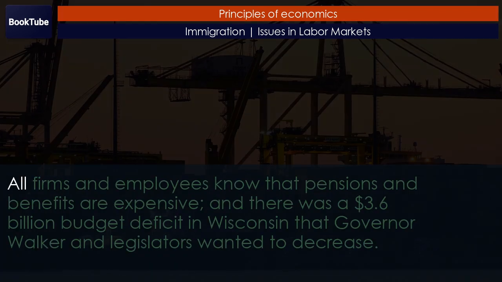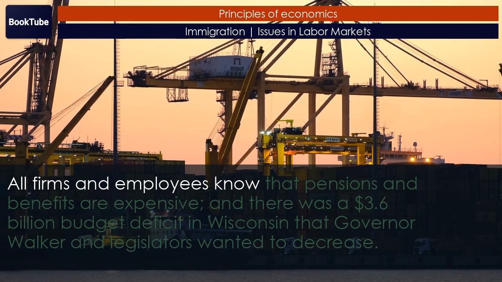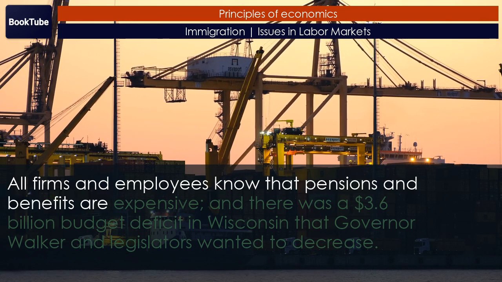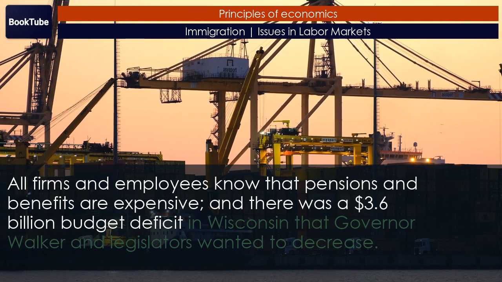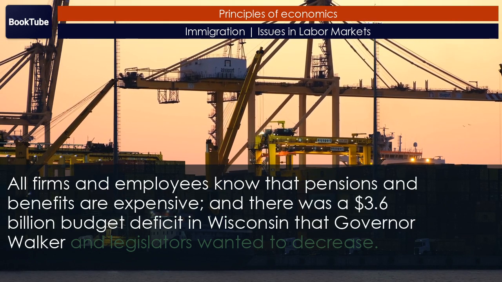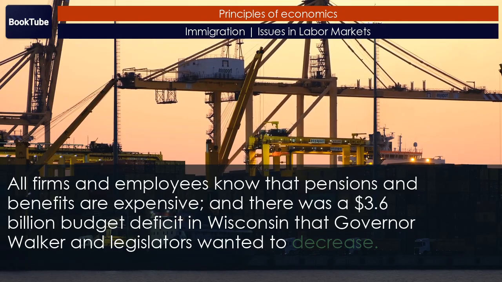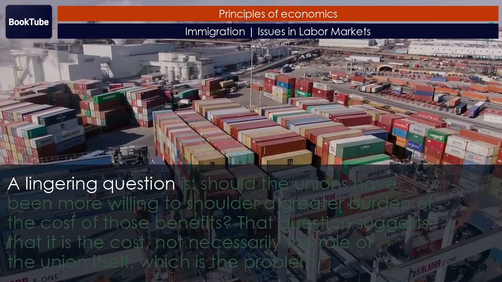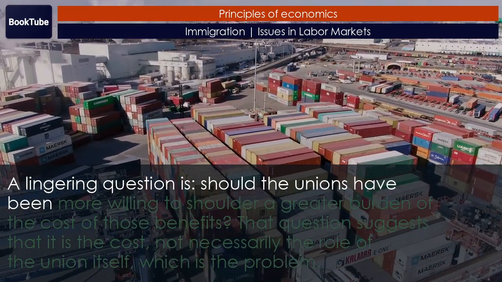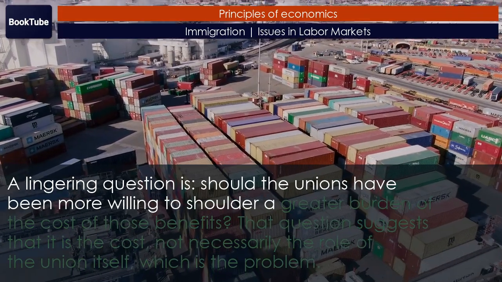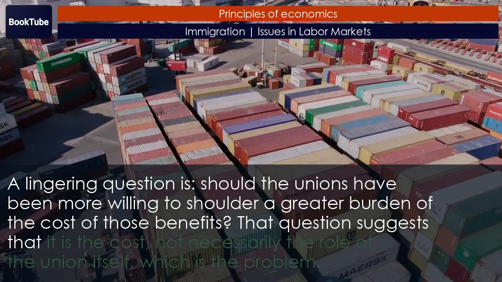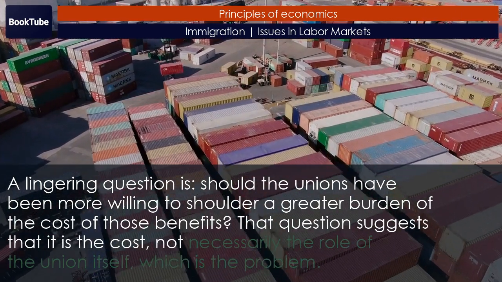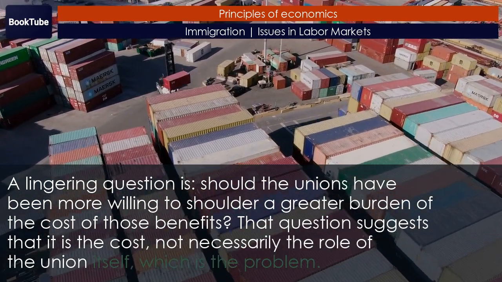strike. All firms and employees know that pensions and benefits are expensive. And there was a $3.6 billion budget deficit in Wisconsin that Governor Walker and legislators wanted to decrease. A lingering question is, should the unions have been more willing to shoulder a greater burden of the cost of those benefits? That question suggests that it is the cost, not necessarily the role of the union itself.